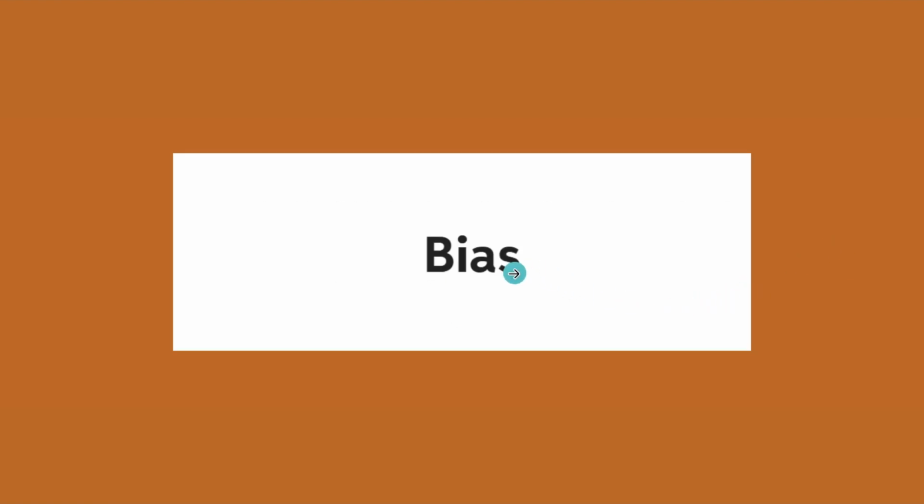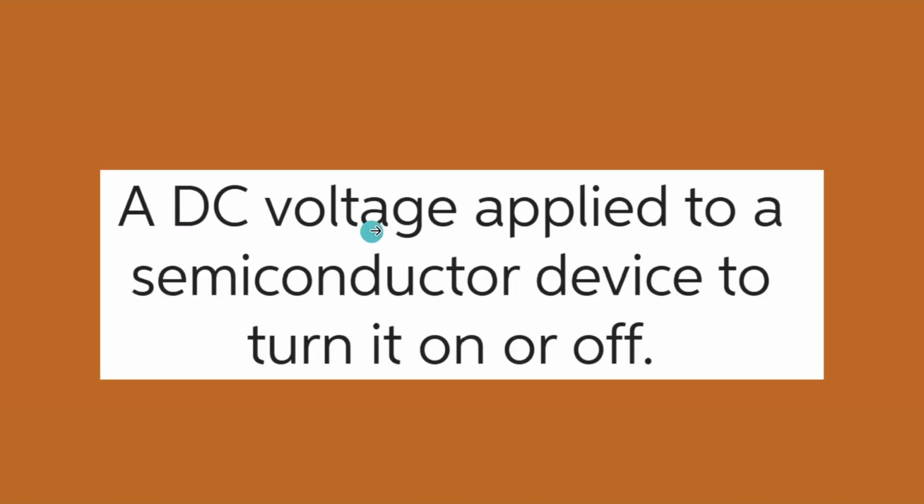Bias. This is very confusing yet the easiest thing ever. Let's see. A DC voltage applied to a semiconductor device to turn it on or off. Okay, this is the simplest explanation I have ever read. So all you have to remember is you have to apply the DC voltage on the semiconductor to turn it on or off. Don't say AC voltage, this is DC voltage.